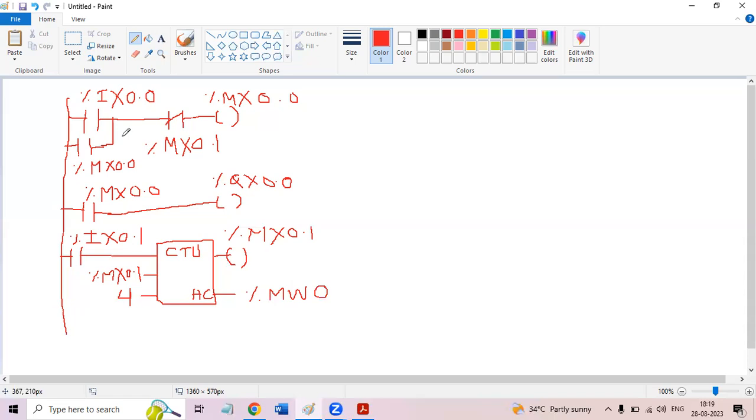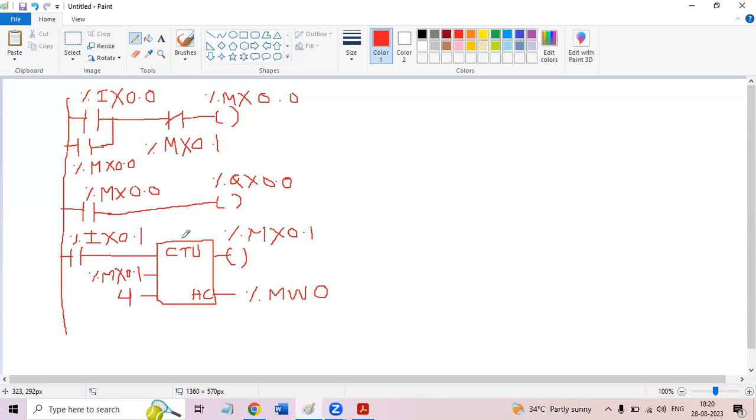Simply the logic is when we press I0, M0 is on, Q0 is on. And when you press I1 4 times, Q0 is off, correct? This is the logic you check. When you press I0, M0 is latched. From M0, output runs. Motor is on. When the I1 input is on 4 times by any means, when it becomes 4, the done bit will come and the done bit will switch off this output and will reset itself.